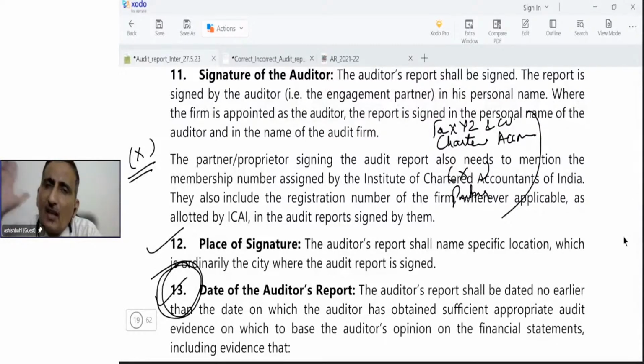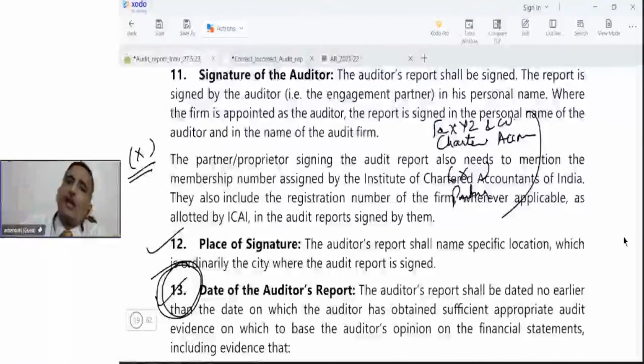So just try to write any one point. Yes, guys, come on. Why is dating the audit report important? So I am auditor of a company. I am signing an audit report, say today on 27th May. Now, what is the significance of 27th May in the audit report? Can you tell? Write in your broken language, guys.